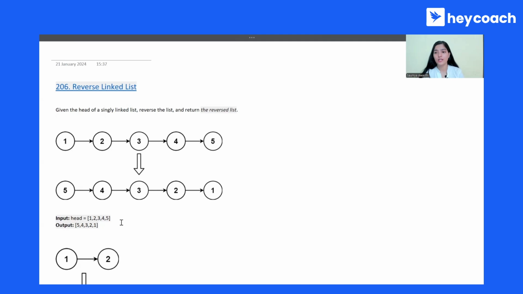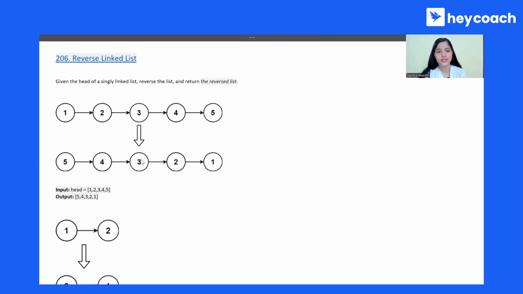Now we can solve this problem using an iterative approach or a recursive approach, right? So for now we are going to solve this using the iterative approach. First let's understand the approach and then we'll be hopping on to the coding part, right? So let's say this is the list given to us: 1, 2, 3, 4, 5, and this is the head node, the head pointer pointing to the initial node.